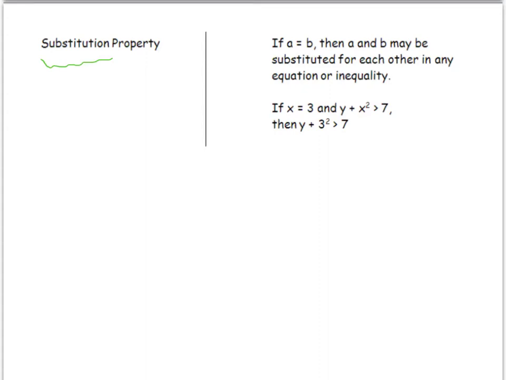A lot of times you see this in an algebraic problem where they say, for instance, y plus x squared is greater than 7. If they tell you that x is 3, you're going to take that 3 and plug it in for x. This process of plugging in for something else is what makes the substitution property.